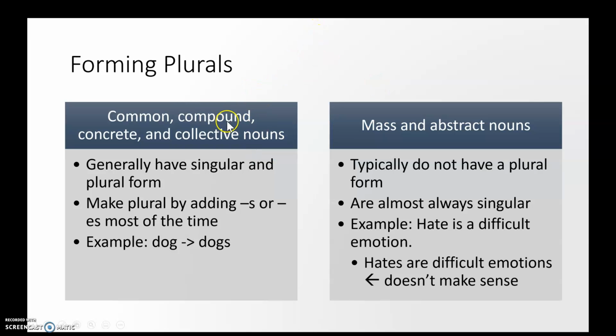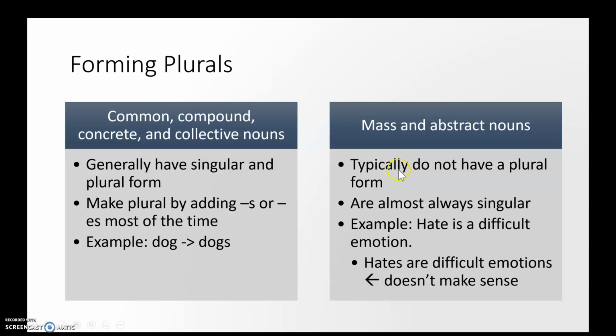So forming plurals with common, compound, concrete, and collective nouns. These nouns all generally have a singular and a plural form. So you make it plural by adding s or es most of the time. There are a few irregular nouns, and we'll talk about them in a minute. But to make dog plural, you would just add an s: dogs.